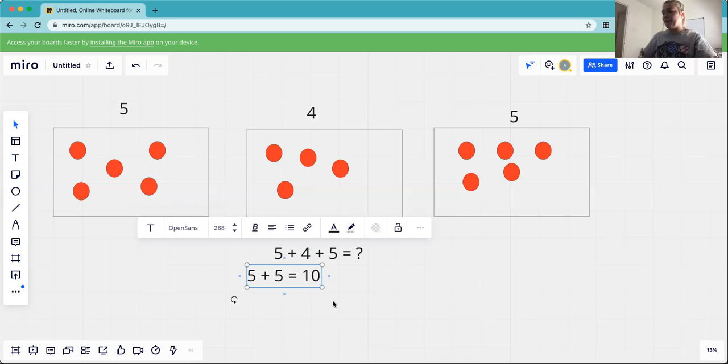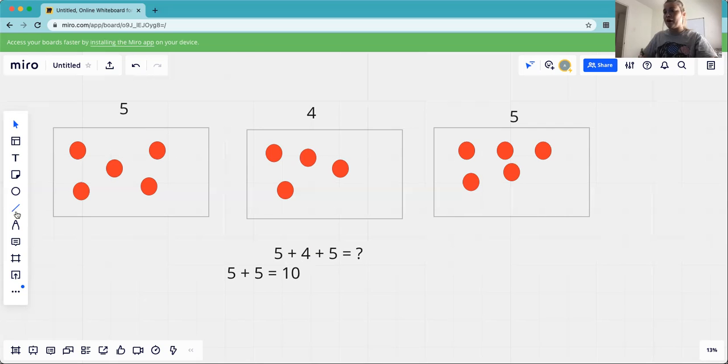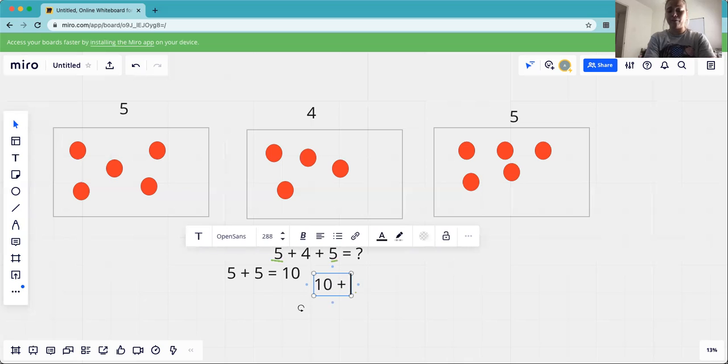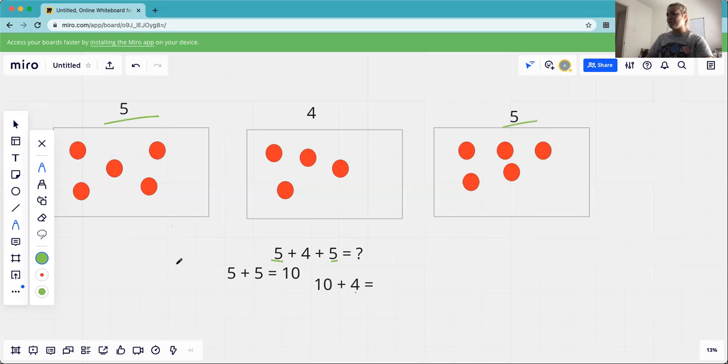So let's look at our problem now. What number do we have left? We did our 5 and our 5. And I'm going to go ahead and underline it to make it easier to know what I did. So I already did my 5 and my 5. Now I need to go ahead and add on 4. So I'm going to take my 10 and add on my last part. So 10 plus 4, because remember, I did my 5 and my 5, which equals 10. So I'm going to say 10, 11, 12, 13, 14.